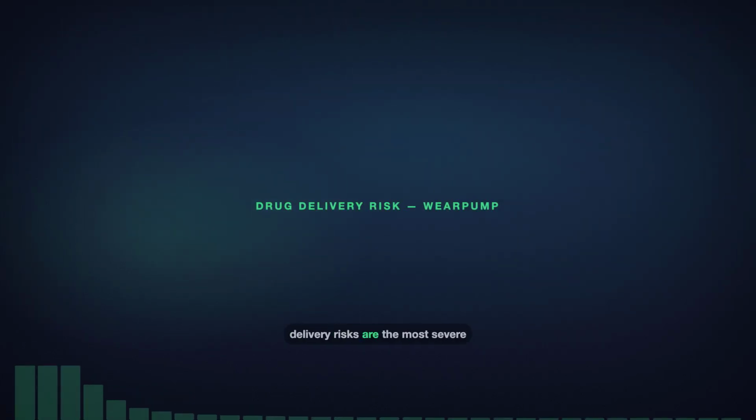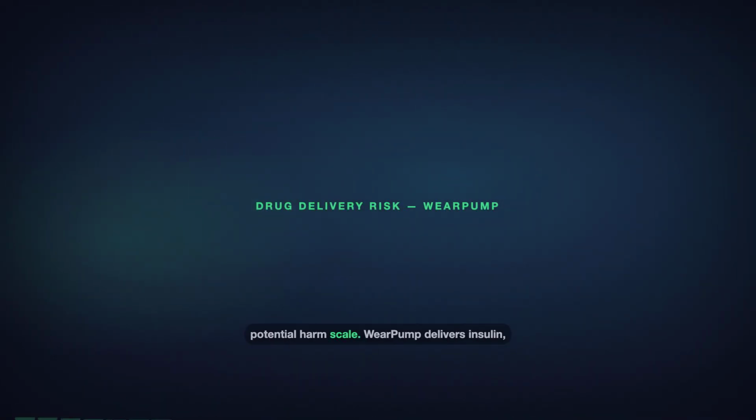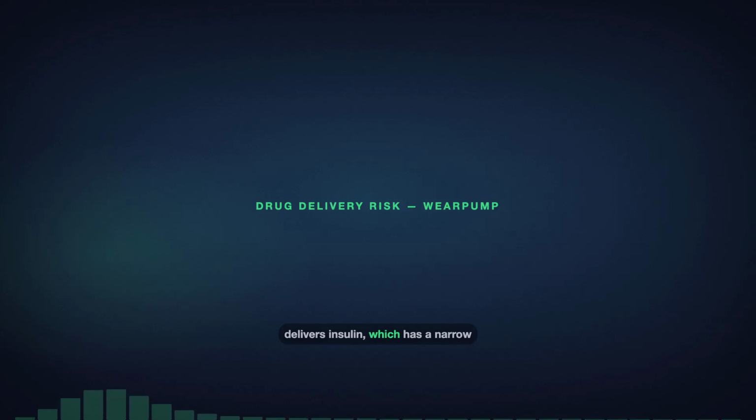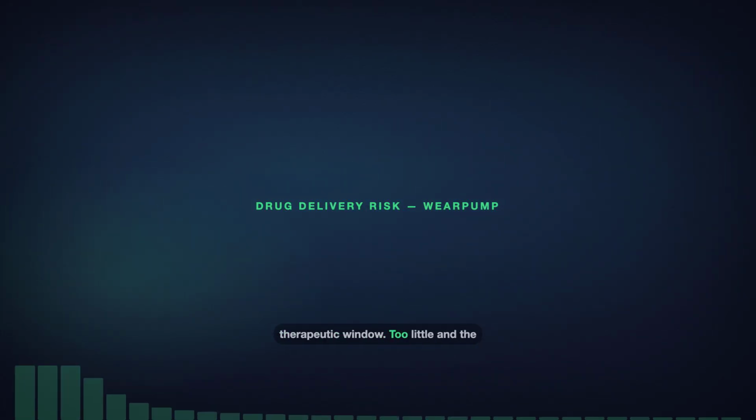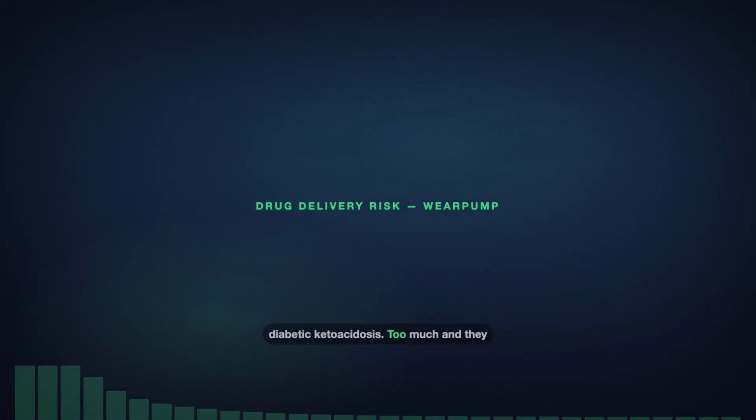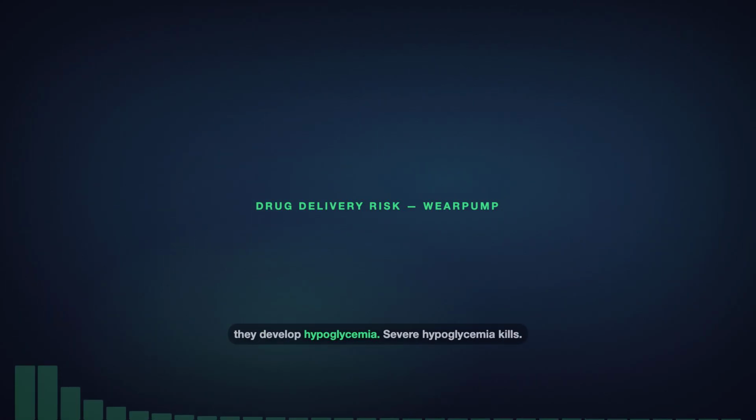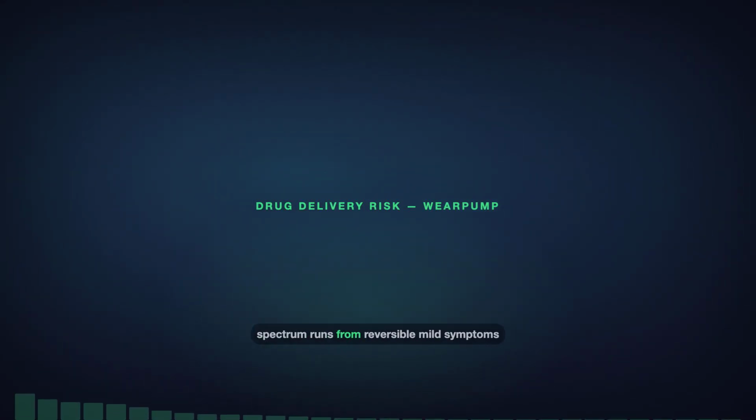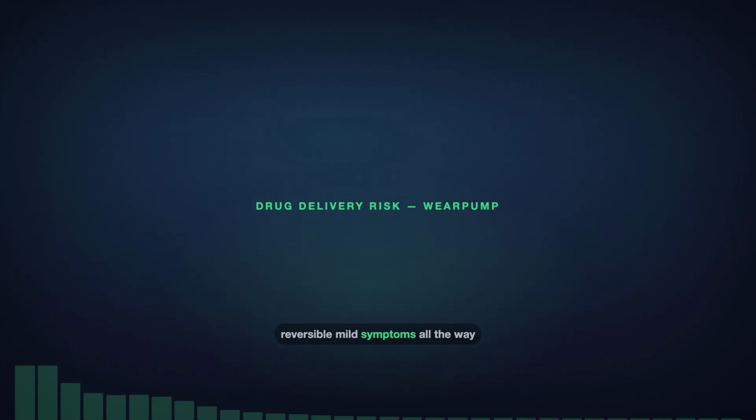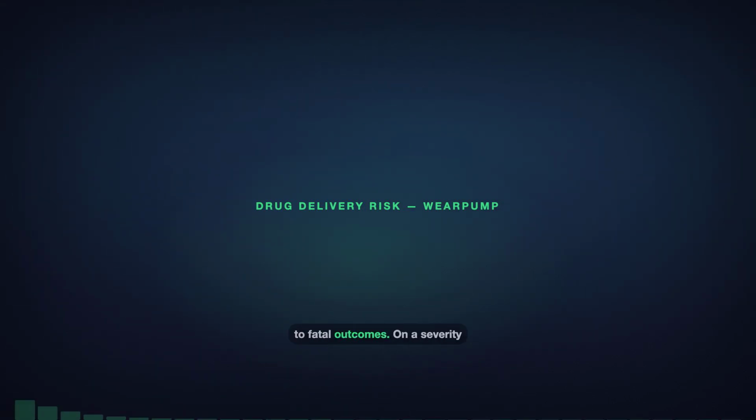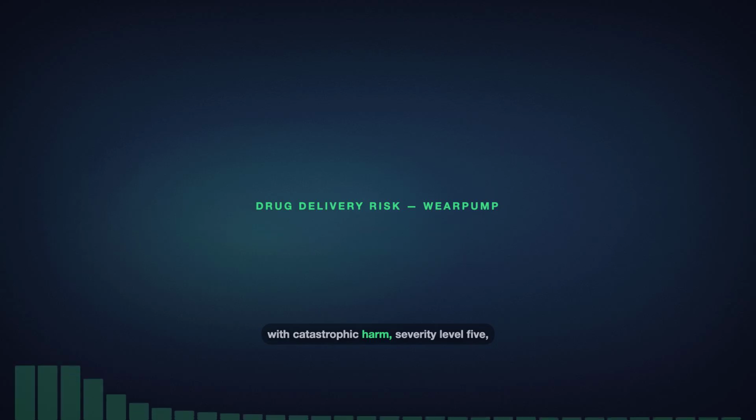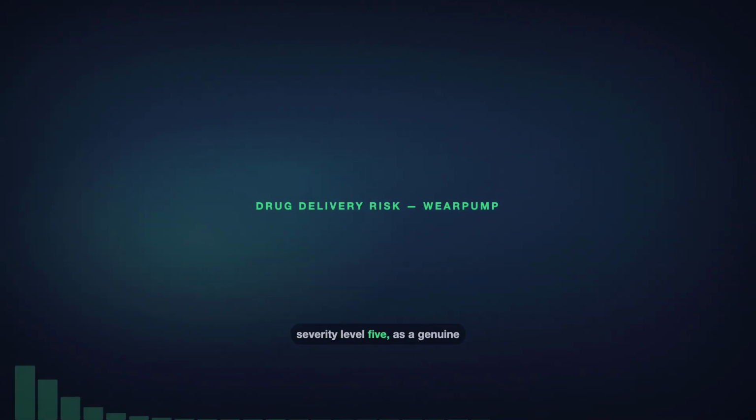Drug delivery risks are the most severe on the potential harm scale. WearPump delivers insulin, which has a narrow therapeutic window. Too little, and the patient moves towards diabetic ketoacidosis. Too much, and they develop hypoglycemia. Severe hypoglycemia kills. The harm spectrum runs from reversible, mild symptoms all the way to fatal outcomes. On a severity scale, we are working with catastrophic harm, severity level 5, as a genuine possibility.